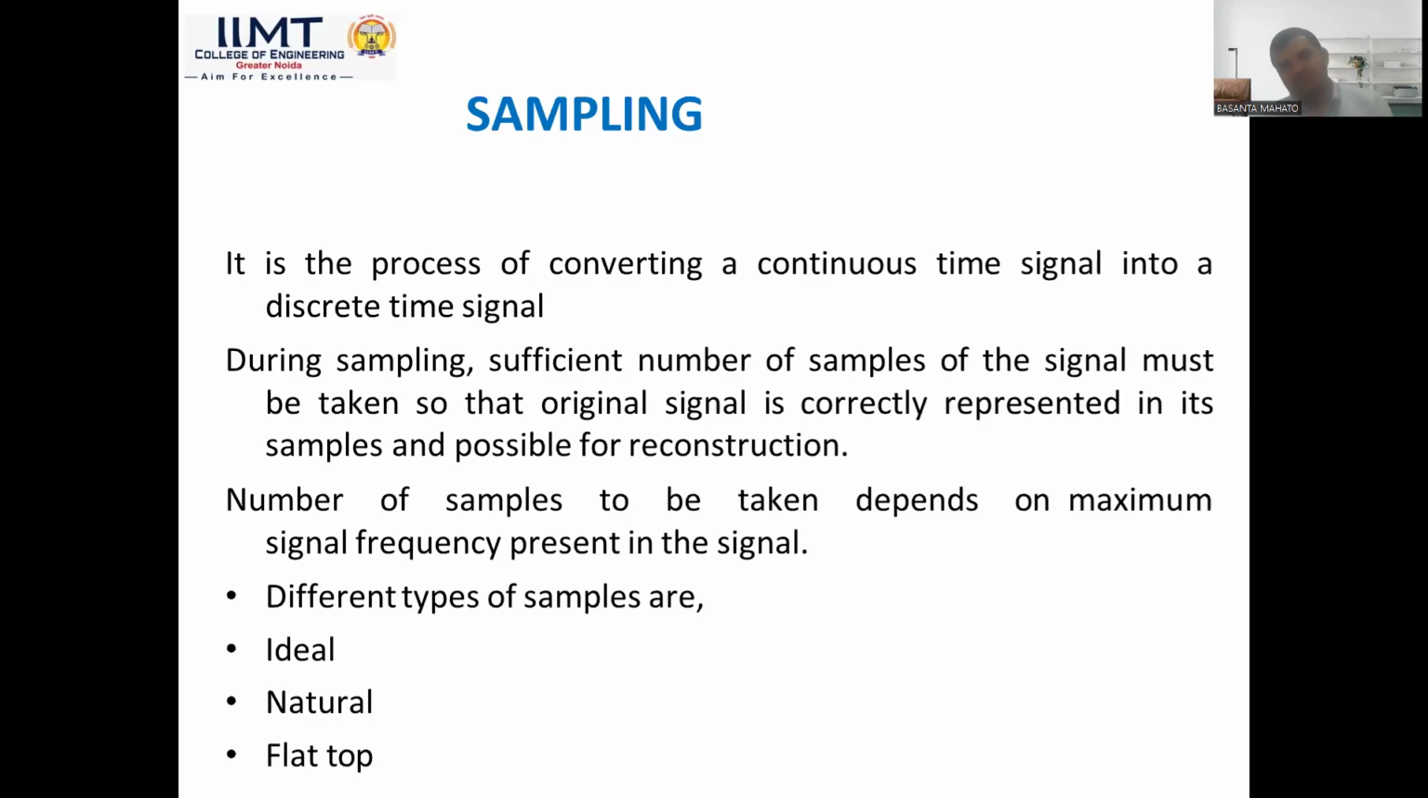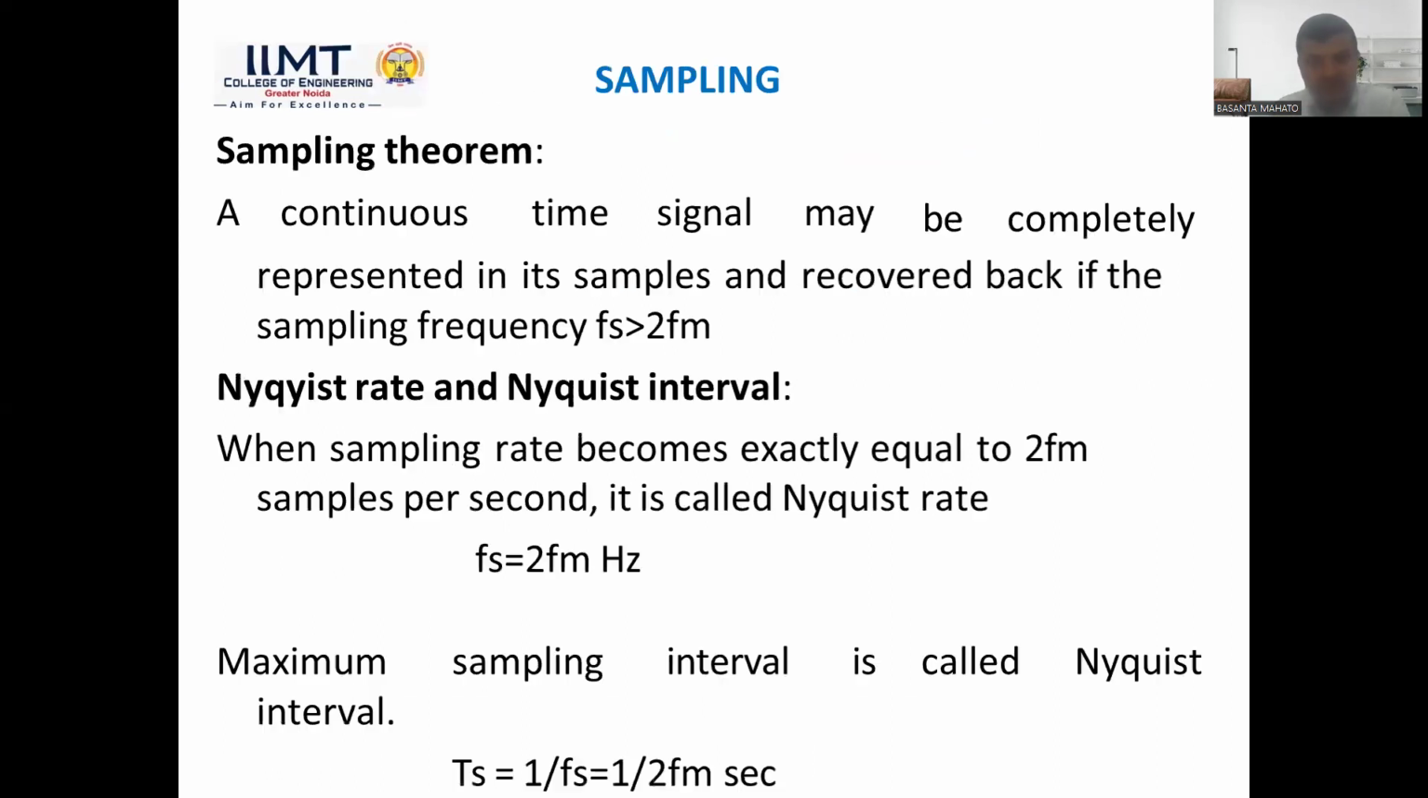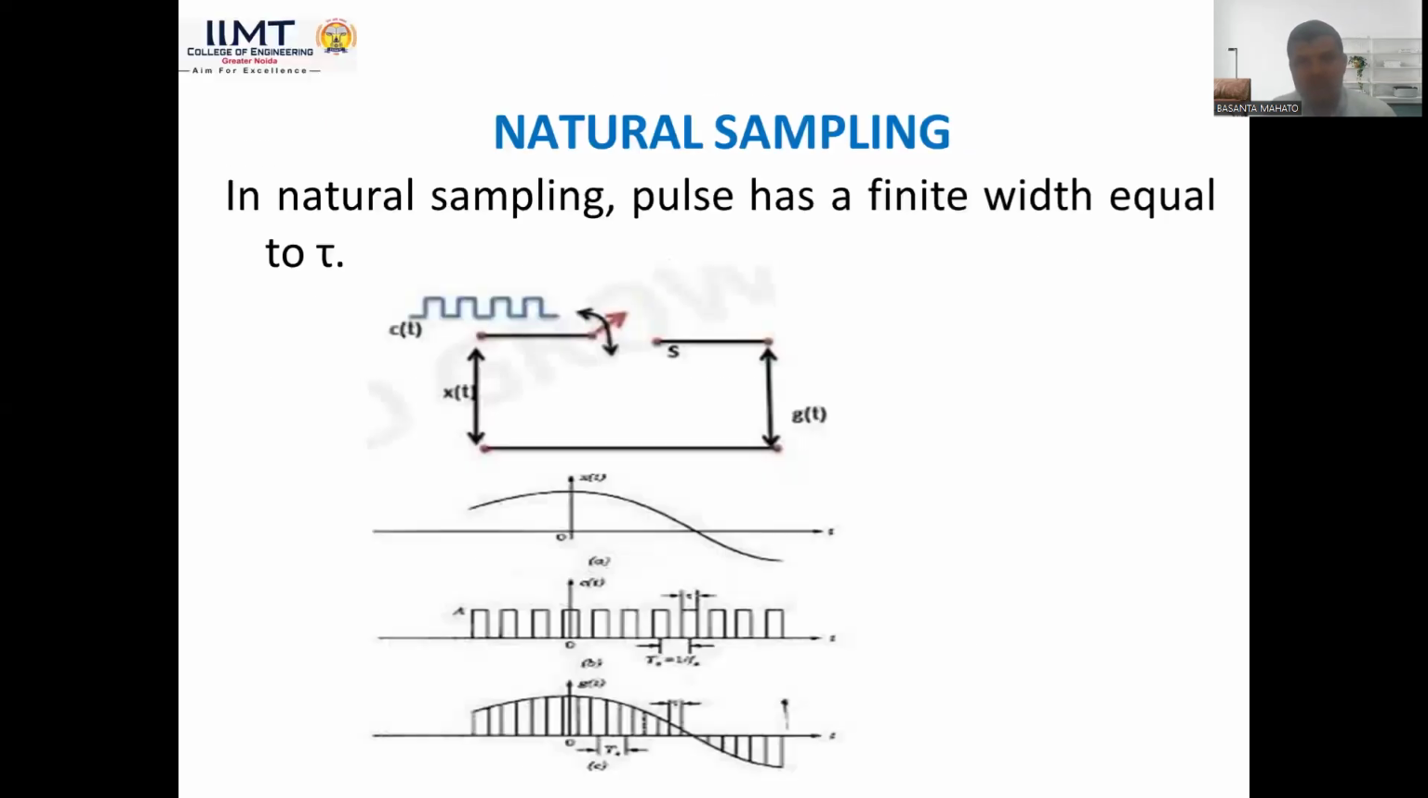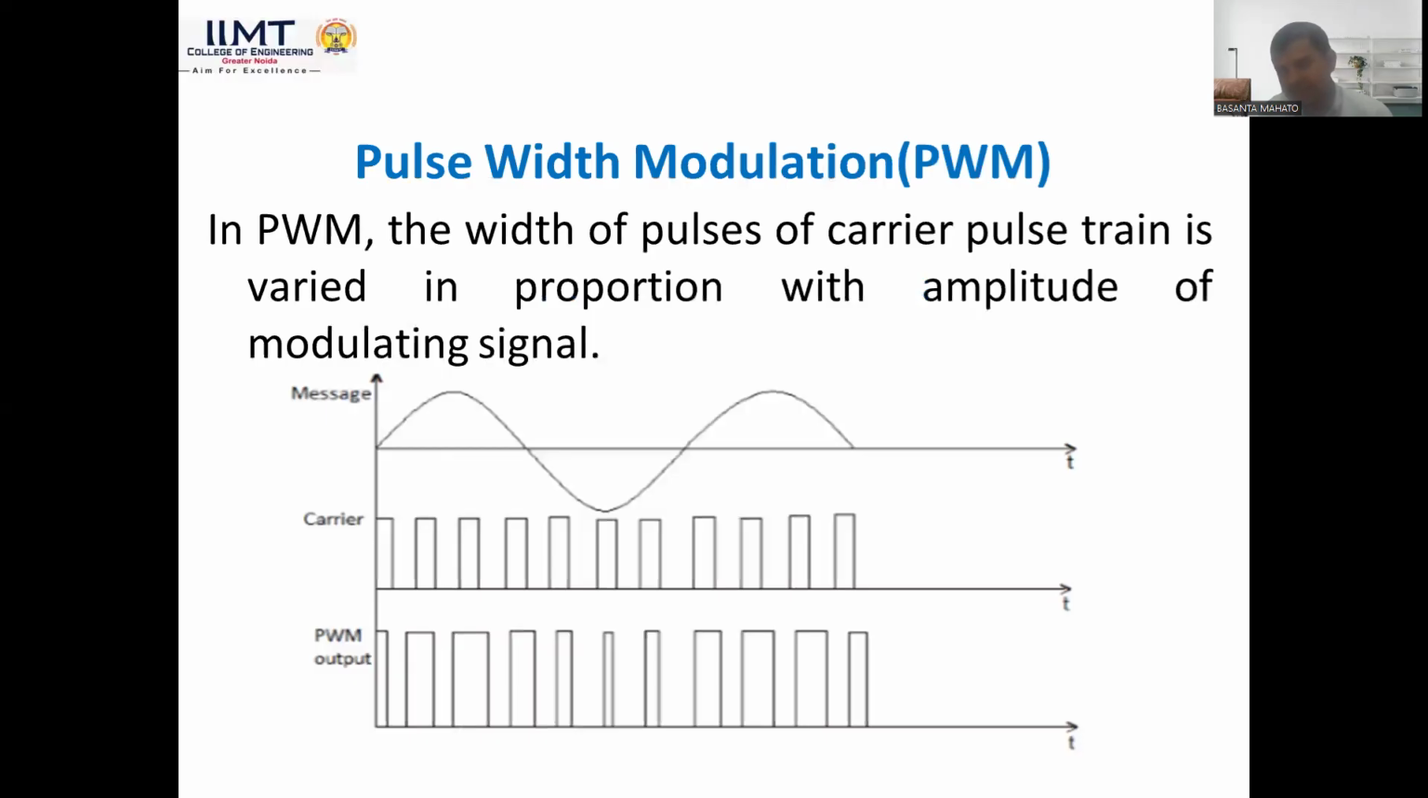Sampling is the process of converting a continuous time signal into a discrete time signal. In the sampling theorem, we follow the Nyquist rate and Nyquist interval: fs is equal to 2 fm. The types of sampling are flat top sampling and natural sampling.